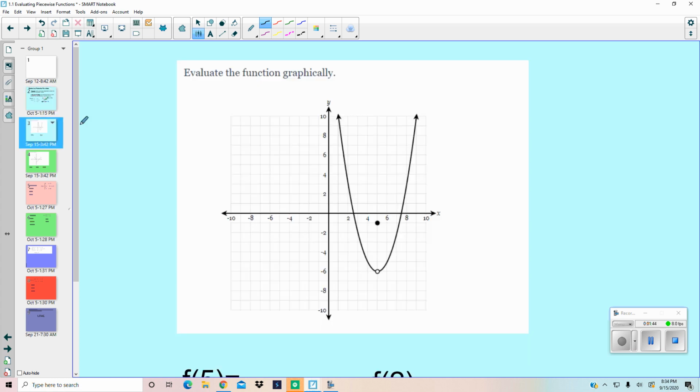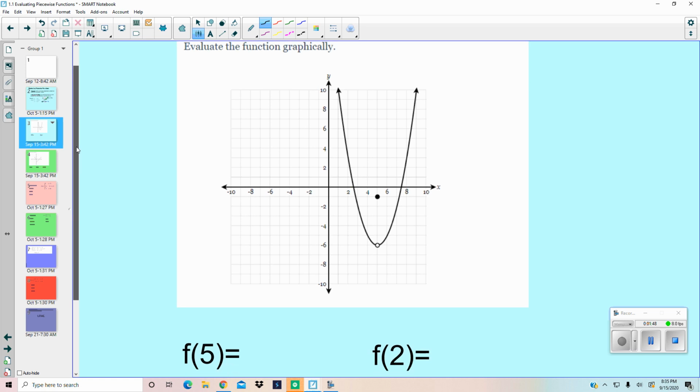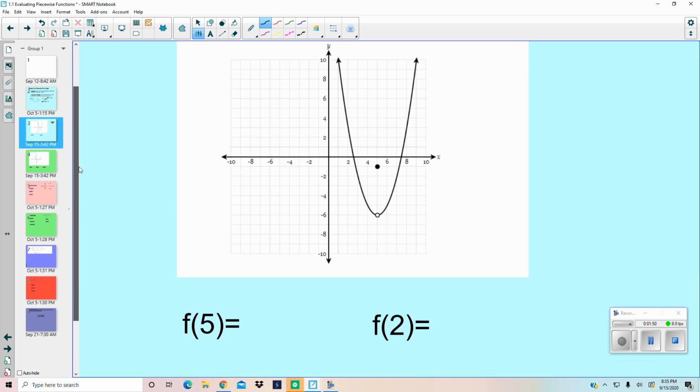So here's an example of another piecewise function. And they're asking you to evaluate the function at specific values. In other words, if the x-coordinate is 5, what is the y-coordinate? So when I look at this graph and I look at where 5 is, and then I see that it's filled in right here, that tells me that the y-coordinate is -1.